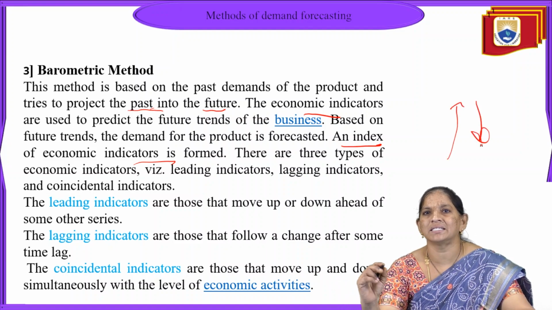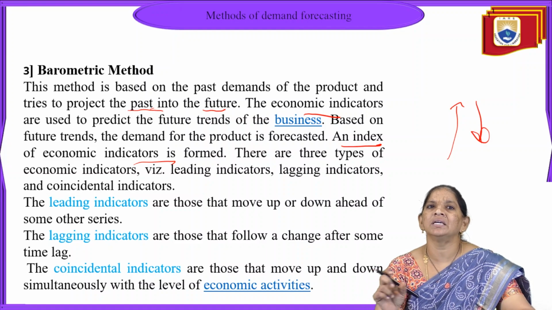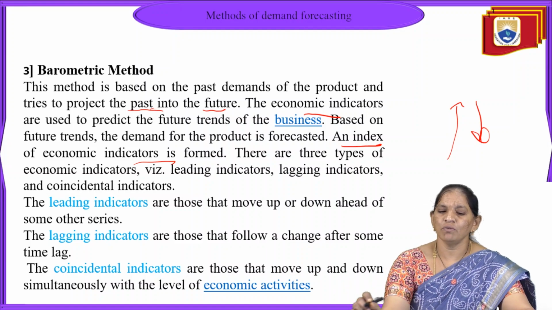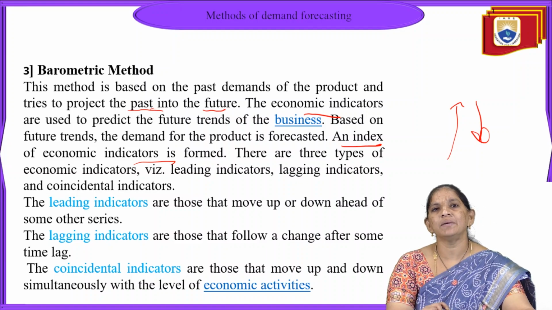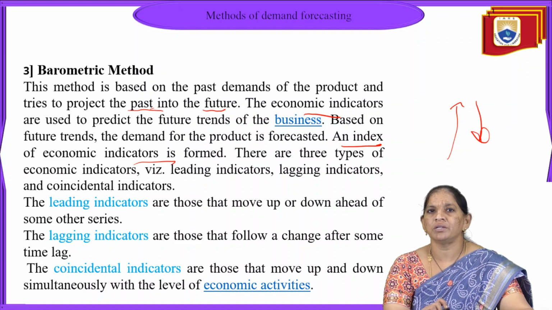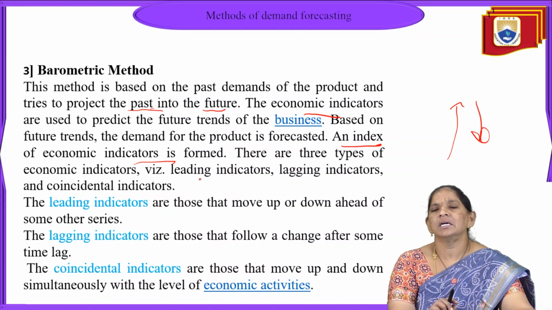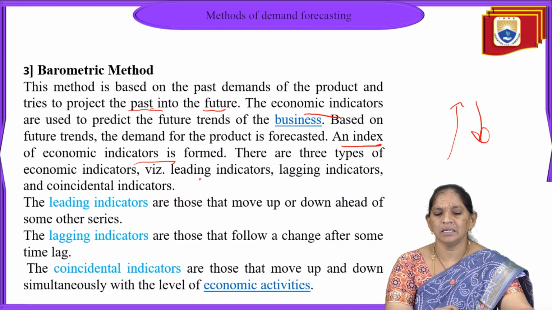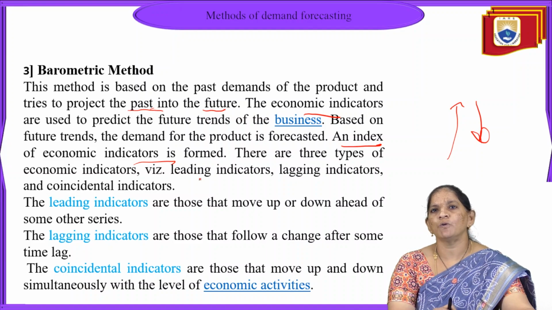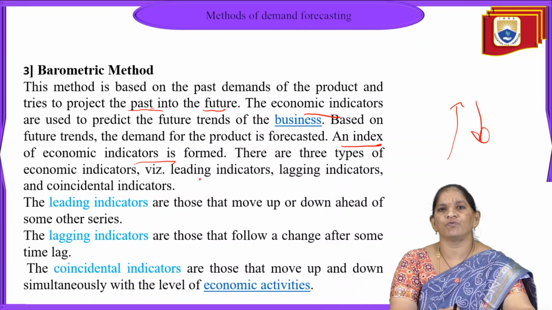These are called indexes, going up and down. Based upon these economic indicators, an index will be formed which helps us to forecast the demand. In the barometric method, there are three types of economic indicators: the leading indicator, the lagging indicator and the coincident indicator. These are the three types of economic indicators which help us to forecast the future sales of a product.